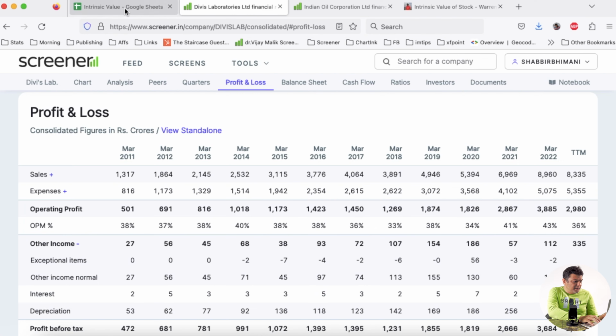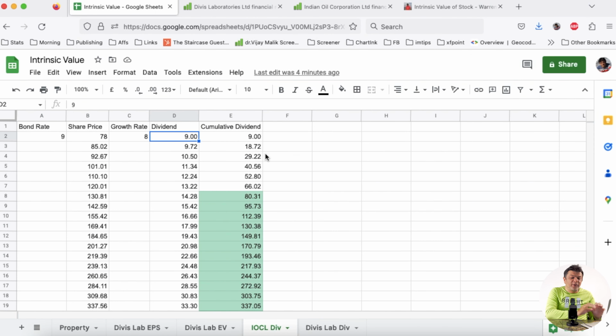Again, we are using a good example here because the company has a policy of paying out around 40% as dividend. So 9 rupees has been paid as the dividend. So now the dividend will grow at an 8% rate. This is because the dividend will grow as the company's profit grows. So that would be 8%.